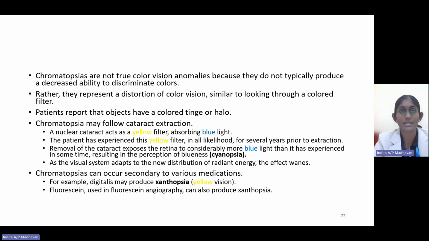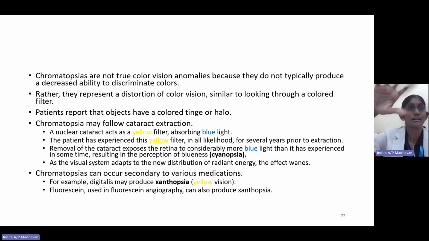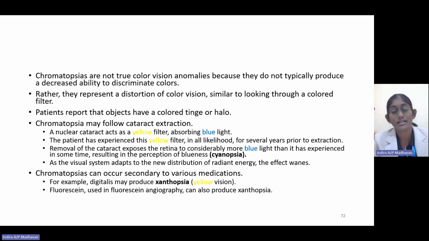For example, if let's say a patient is having cataract, it works like a filter that I explained just now, where the discrimination of colors is getting affected. But once the cataract is removed, their color vision will be back to normal because their cones are still functioning normally. It's only something is blocking in front of the eye. That is chromatopsia. It's not the true color vision defect.